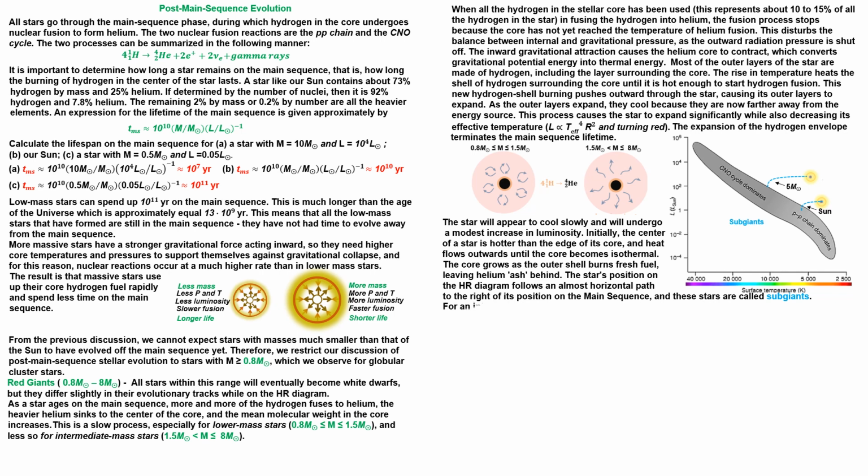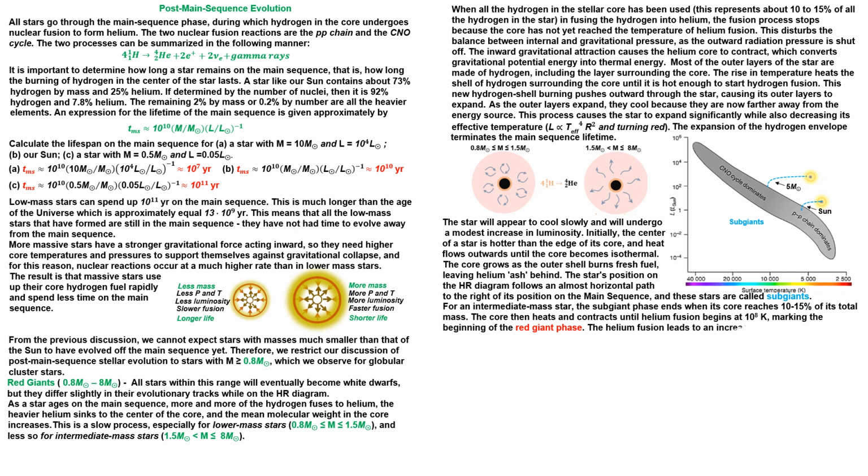For an intermediate mass star, the subgiant phase ends when its core reaches approximately 12% of its total mass. The core then heats and contracts until helium fusion begins at 100 million degrees, marking the beginning of the red giant phase. The helium fusion leads to an increase in pressure. The gas then expands and cools, reducing the burning rate and reestablishing the equilibrium.